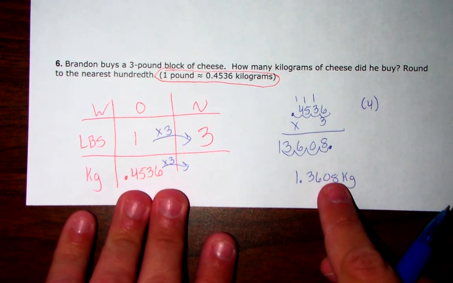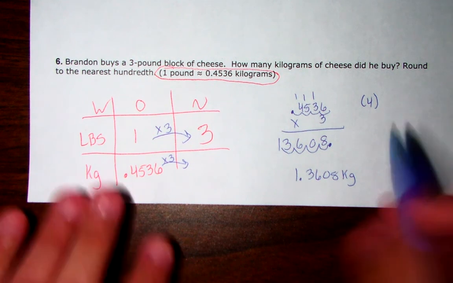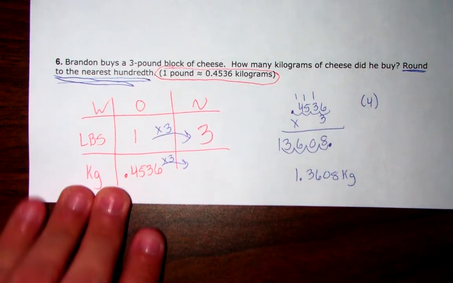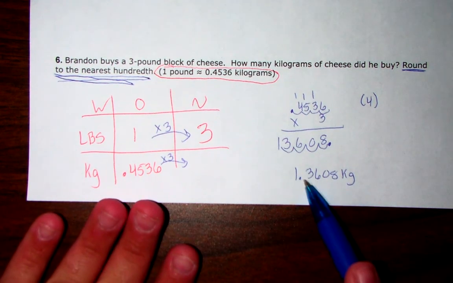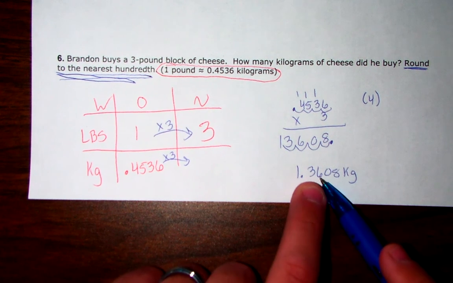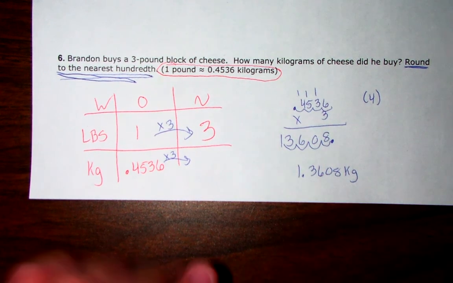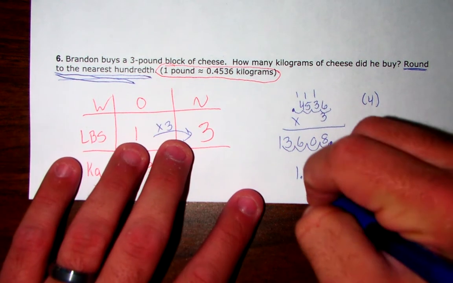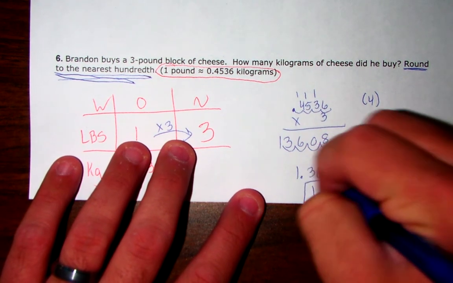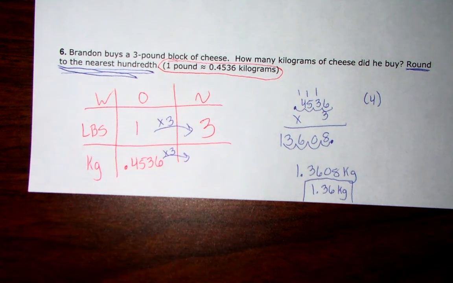kilograms. If you leave that as your answer tomorrow, we're taking points off because you didn't read the problem. It says round to the nearest hundredth. The nearest hundredth, guys, is the second number to the right of the decimal, so right here. So it's 1.36. Can this 0 round the 6 up to a 7? No. So rounded to the nearest hundredth is 1.36 kilograms. That's what we're looking for right there, rounded to the nearest hundredth.